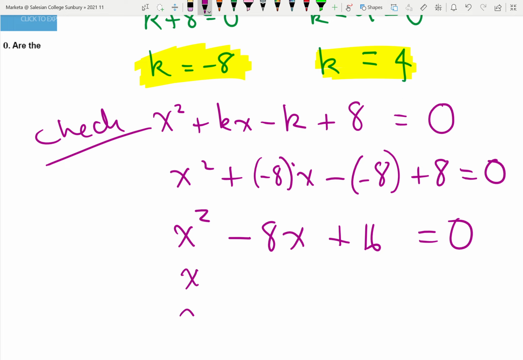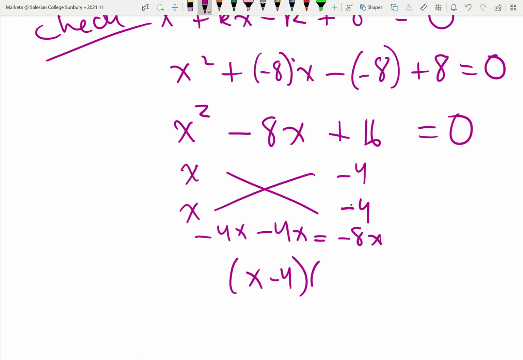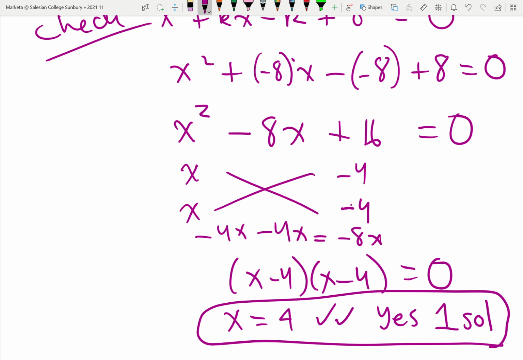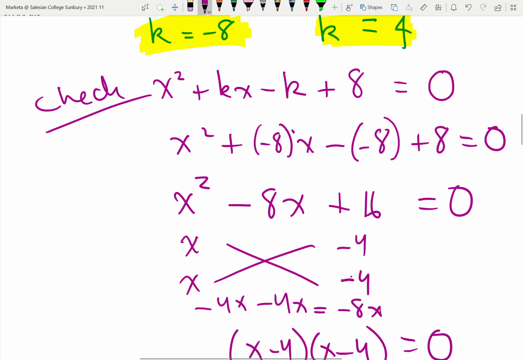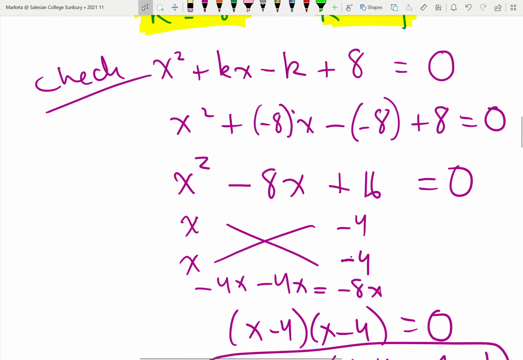So now we can say x times x is x squared, and for 16, negative 4 times negative 4. So x times negative 4, negative 4x. X times negative 4, negative 4x. Yes, that's negative 8x. So that means that x minus 4 equals 0. This is a perfect square, so it means we've got one solution. So x equals 4. Yes, one solution. So let's now try the next one where k equals 4. When we subbed in negative 8, we got one solution, which was x equals 4.